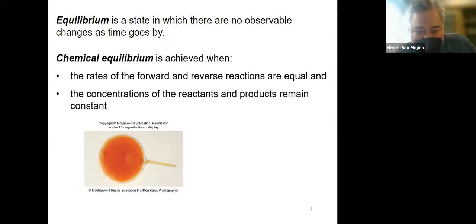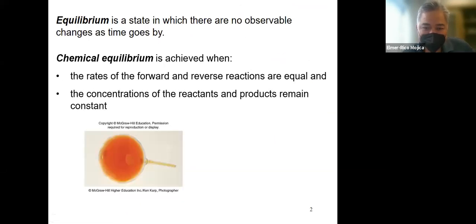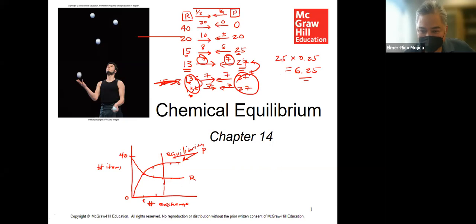It is achieved when the rates of the forward and reverse reactions are equal. So where do you see it here? The rates of the forward and backward reactions are equal. That is when you have this 7. Do you follow that? And the other condition that we have here is when the concentrations of the reactants and products remain constant. And where do we see it here? That's the 13 and the 27, the ones that you see here. So we could say from this part here, you reach equilibrium.